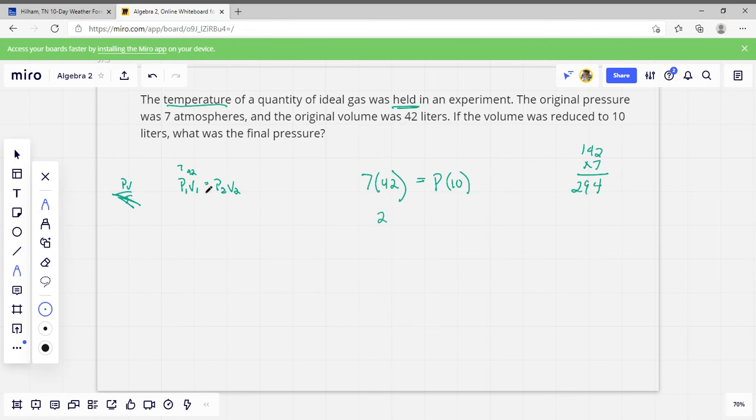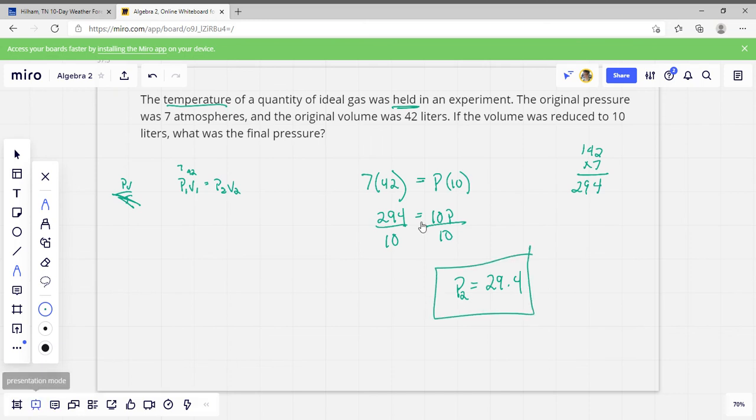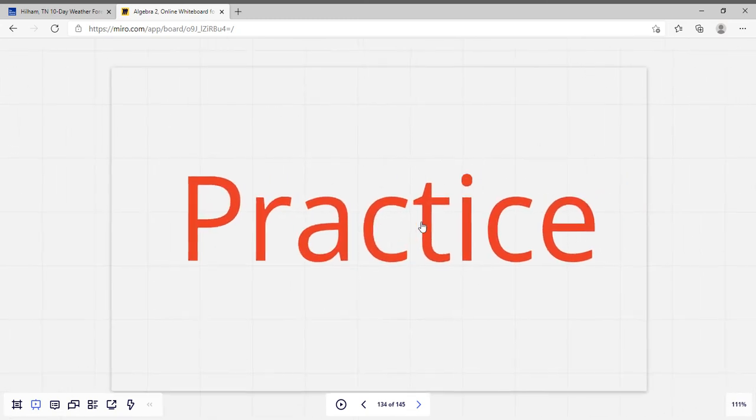And we get 294 equals P times 10, or we could write that as 10P, and then it would look more algebra-y. Then we divide by 10, and our P is going to be equal to 29.4, and that's pressure 2. All right, go ahead and work those practice problems, and I'll come back and work them for you.